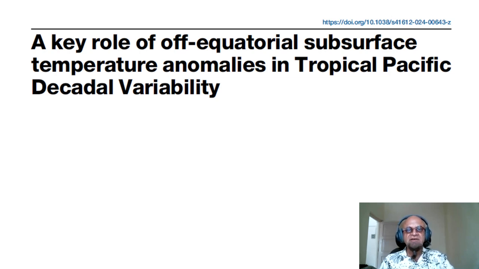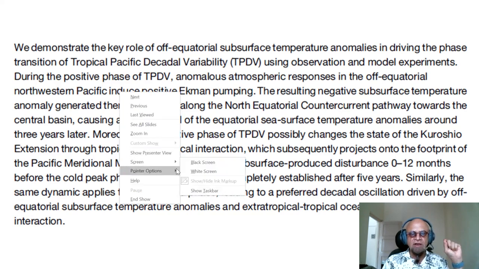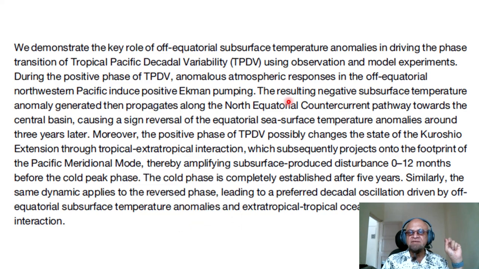It says a key role of off-equatorial subsurface temperature anomalies in tropical Pacific decadal variability. So from the title you know that they are saying off-equatorial subsurface anomalies are important for tropical Pacific decadal variability, which is the topic we just discussed. We demonstrate the key role of off-equatorial subsurface temperature anomalies in driving the phase transition of the tropical Pacific decadal variability using observation and model experiments.